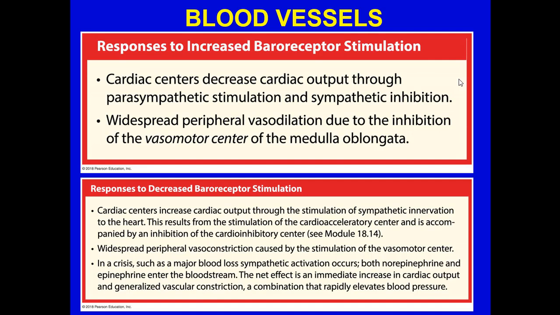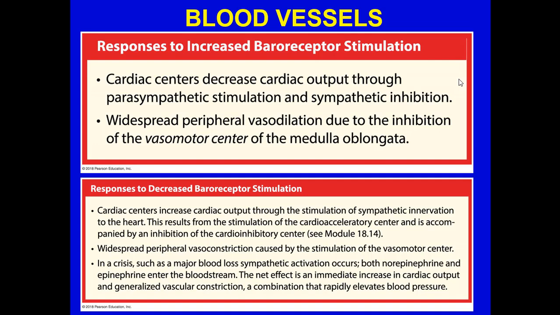What if I had decreased baroreceptor stimulation? Okay, the cardiac centers are going to increase their cardiac output, and this is going to be via the stimulation of the sympathetic innervation to the heart. This results from the stimulation of the cardio-acceleratory center in the medulla oblongata and the accompanying inhibition of the cardio-inhibitory center. You will also have widespread peripheral vasoconstriction caused by the stimulation of the vasomotor center.